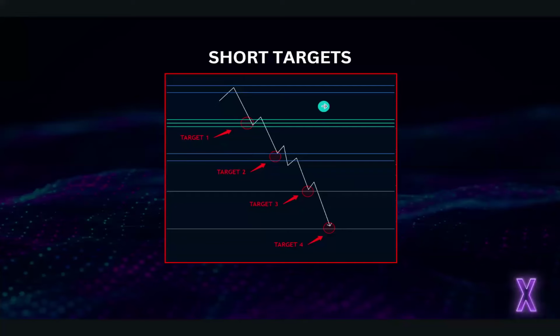But what you can often do is when you enter your trade and you hit target one, then you can move your stop loss to entry. And then if you hit target number two, you can bring your stop loss to target number one.